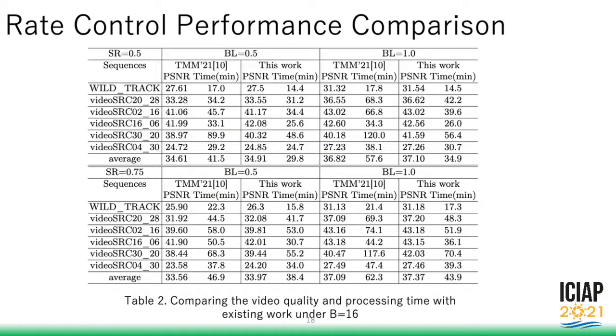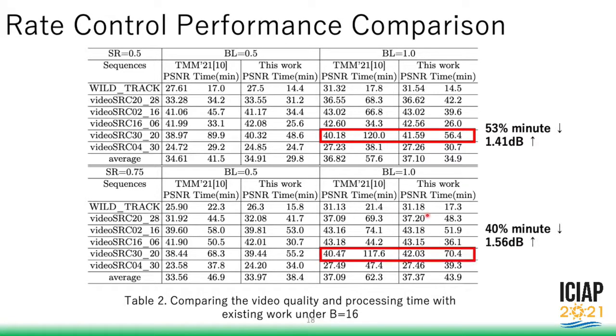This table shows the comparison result of average PSNR for the entire frame and the processing time for all test videos with block size equals 16. We report up to 53% time reduction and an improvement of 1.41 decibel PSNR when bit limitation equals 1 and sampling rate equals 0.5. When sampling rate equals 0.75, our algorithm achieves a time reduction of 40% processing time and an improvement of 1.56 decibel for this video set when bit limitation equals 1.